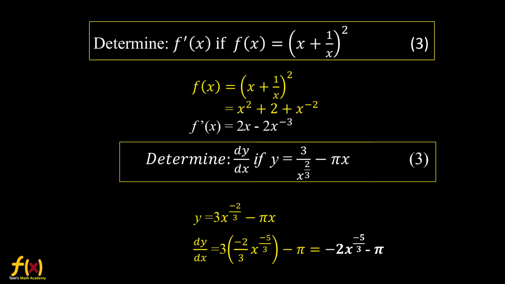Be careful: minus 2 over 3 x to the power minus 5 over 3. How do we get minus 5 over 3? Minus 2 over 3 minus 1, on the calculator, don't guess. And derivative of pi x is pi. And we simplify, 3 and 3 cancel. We get minus 2 x to the power minus 5 over 3 minus pi. That is 3 marks.